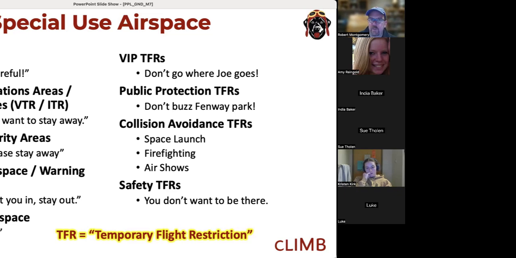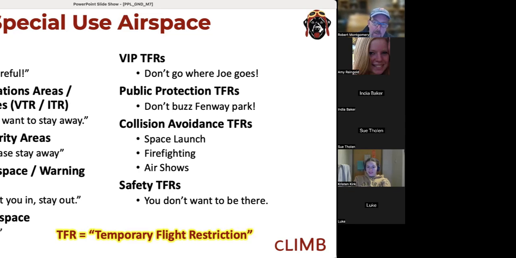Over on the other side, we have temporary flight restrictions. And these are kind of the same thing, but they only pop up for a little while, right? And they pop up for a couple different reasons. One would be a VIP TFR. Joe Biden comes to town. Boy, do they shut down a lot of airspace. I really wish he'd start doing his stuff over Zoom.